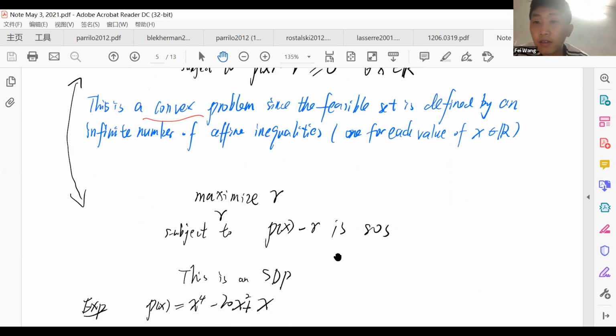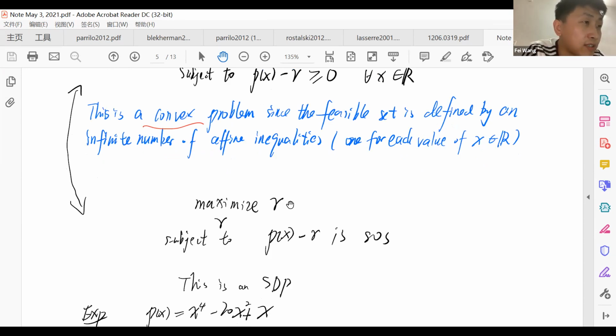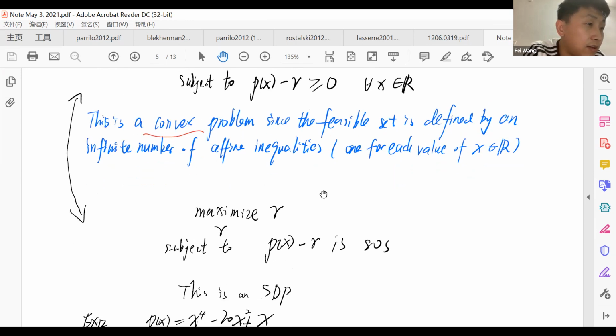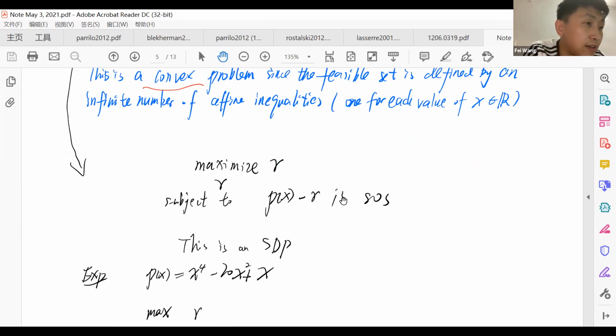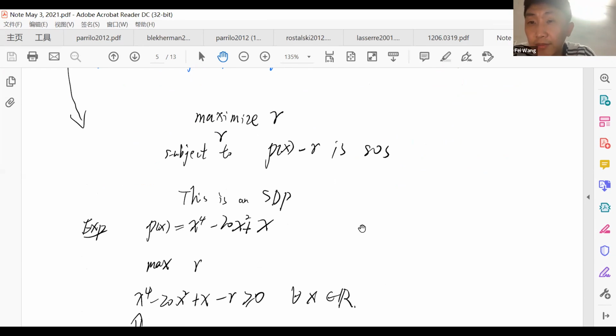So that means we can convert this into a sum of squares program. As we saw previously, a univariate polynomial p(x) minus gamma being non-negative is equivalent to saying p(x) minus gamma is a sum of squares. So this is an SDP problem, which can be solved by an SDP solver.